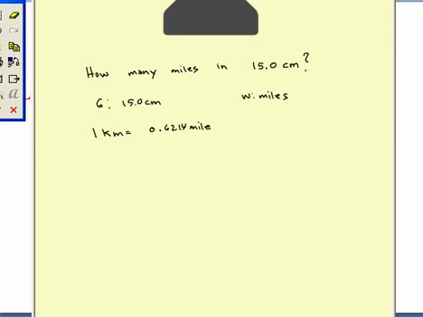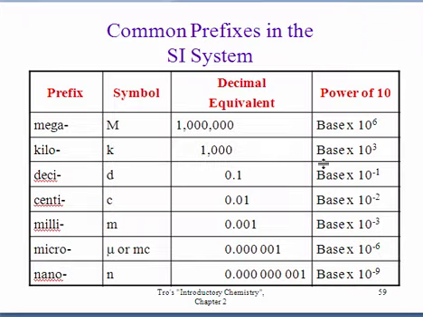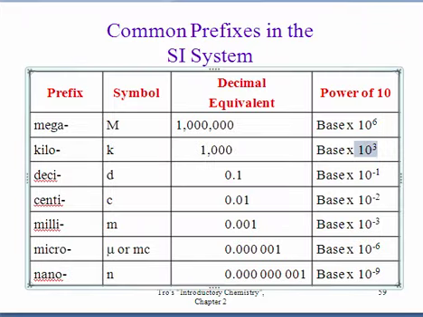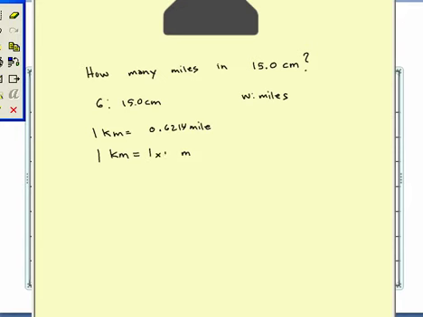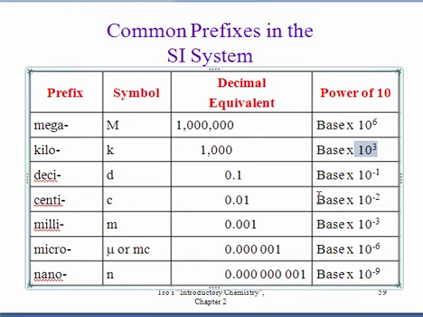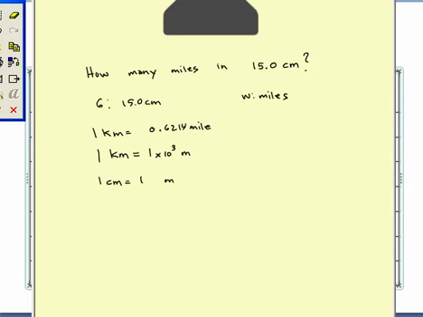And I have a metric unit, but it's not the metric unit that I want. I want centimeters. So what I'm going to do is write my conversion factor between my prefixed unit and my base unit. And kilo, if we look back on our table, means 10 to the third. So 1 kilometer is 1 times 10 to the third meter. And then I have centimeter here. I've got to get to centimeter. So I look at my table, and centi means 10 to the minus 2.